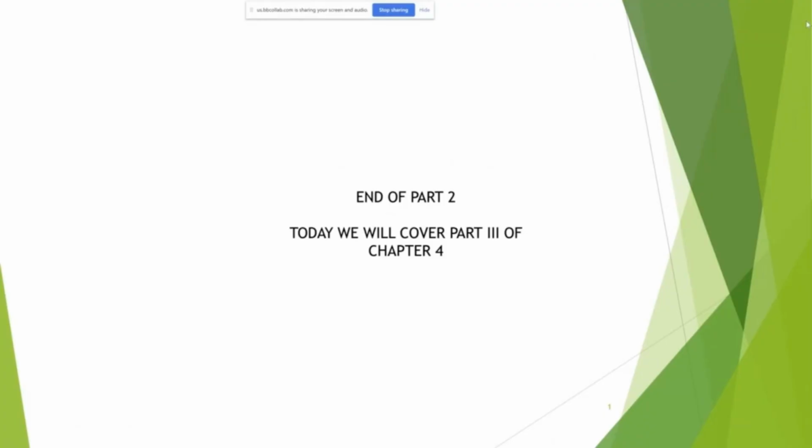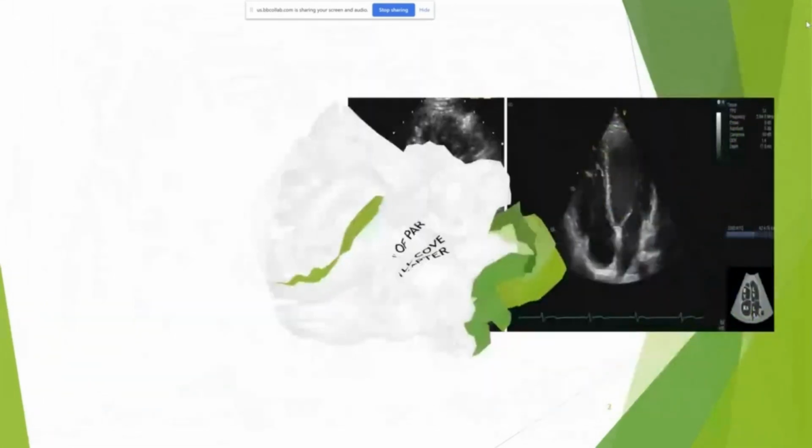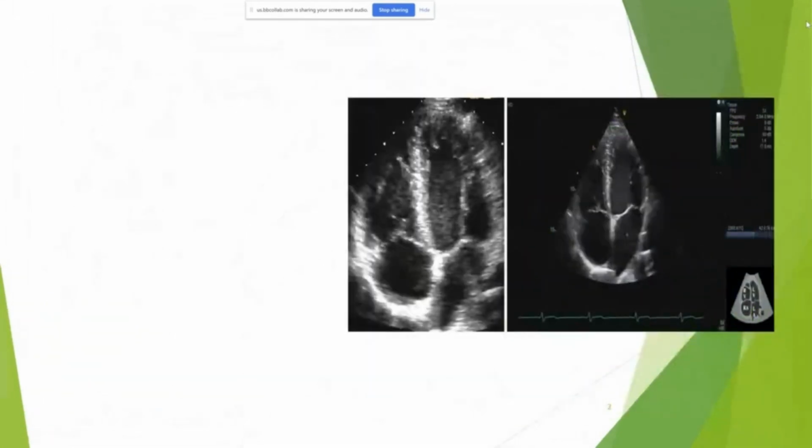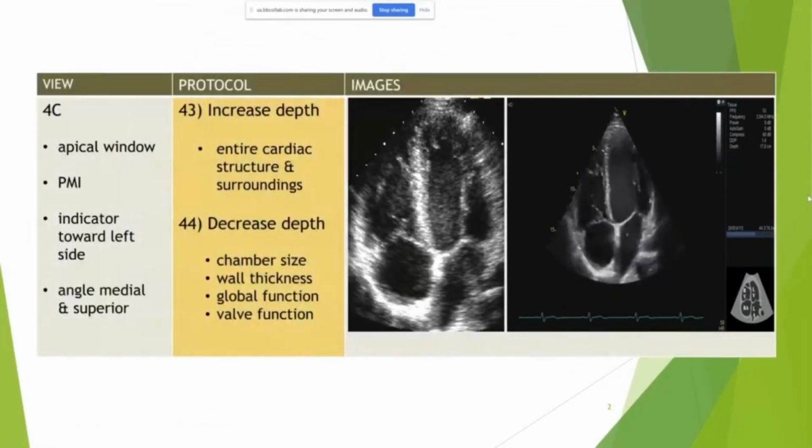So there's a few things that you need to be focusing on when it comes to the four-chamber. Of course, at this point, we've covered the parasternal long axis and the parasternal short axis. So when you get the apical window, this is what the apical four-chamber should look like if it's oriented properly. So you always want to find what we call the PMI, or the point of maximal impulse, so we can get the best view of the apical four-chamber.